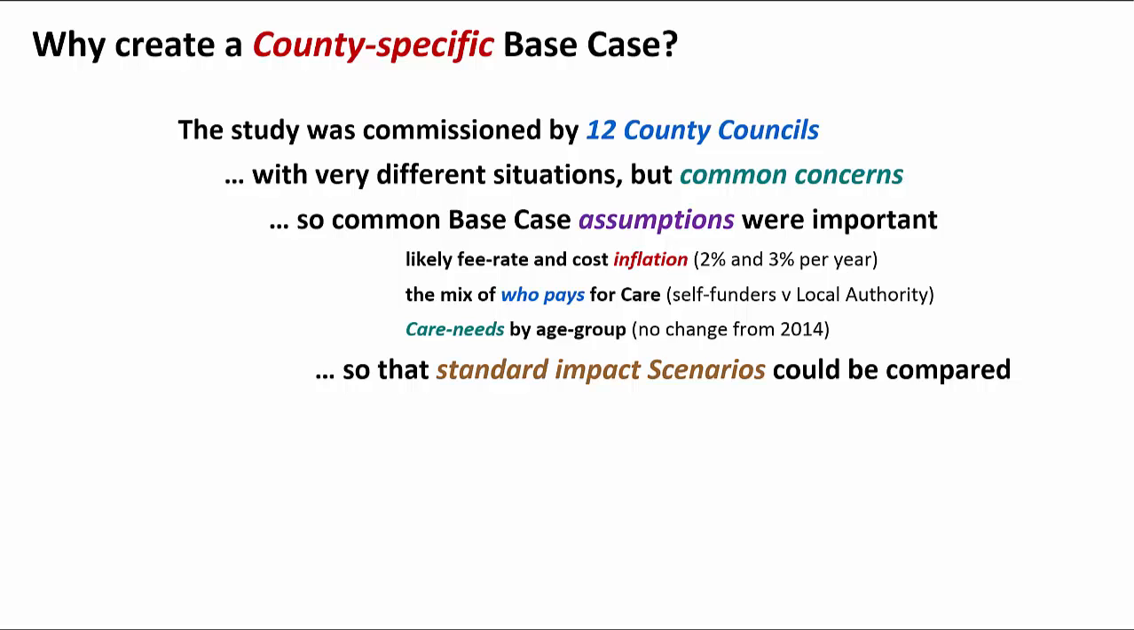And those assumptions were, for example, concerning likely fee rate and cost inflation. Fee rates were assumed to increase from 2014 by 2% a year, and operating costs for care homes were assumed to go up at 3% per year. There were assumptions that the mix of people who pay for the care, that's the separation between people who pay for their own care and the numbers of people paid for by the local authority, would actually stay the same going forward from 2014, and the actual care needs of each age group would also not change from 2014.